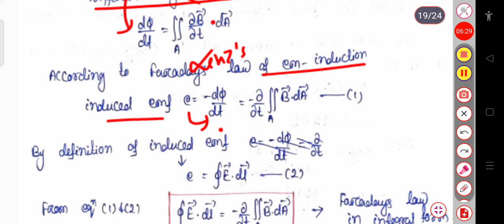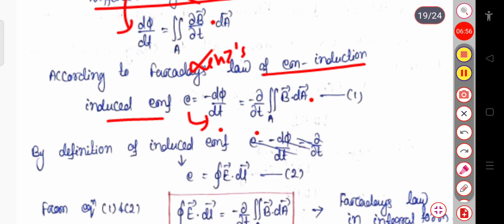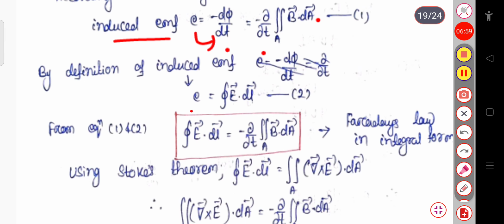This is simply equal to minus dou by dt of, in place of phi we can write B dot dA, or in place of dou phi by dou t, we substitute dou B by dou t dot dA. Now this EMF E equal to minus dou by dou t of the double integration of B dot dA. This double integration means the surface integral. Now from the definition of the induced EMF, we know E equal to the line integral of E dot dl.